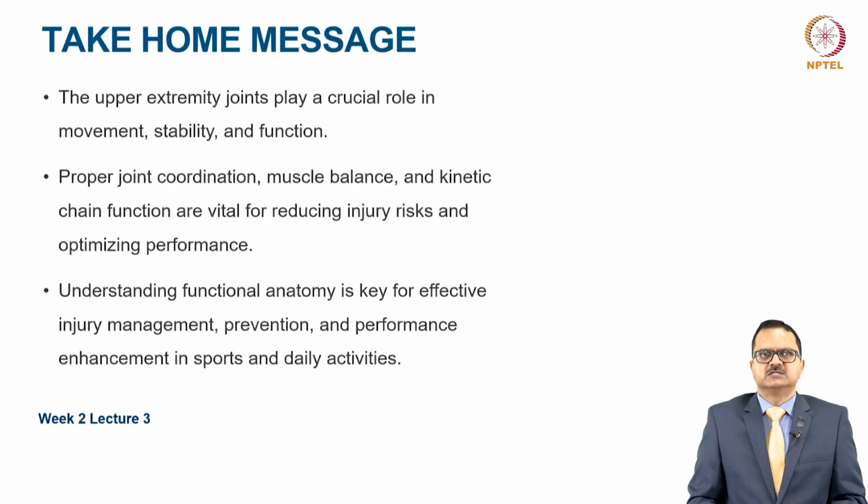The upper extremity joints play a crucial role in movement, stability, and function. We have discussed this, we have seen this with various examples. Proper joint coordination, muscle balance, and kinetic chain function are vital for reducing injury risks and for optimizing performance. Understanding the functional anatomy is key for effective injury management, prevention of injuries, and performance enhancement in sports and in daily activities.